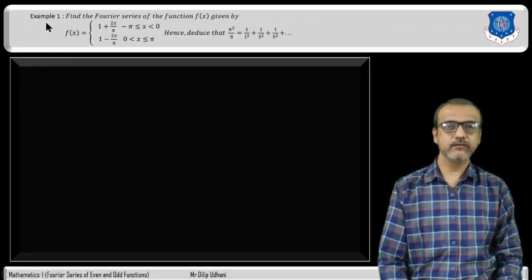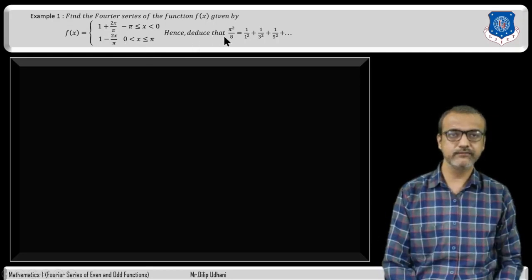Now we will see one example related to this topic. Find the Fourier series of the function f of x given by f of x equals to 1 plus 2x upon pi when minus pi less than or equals to x less than 0, and f of x equals to 1 minus 2x upon pi when 0 less than x less than or equals to pi. Hence reduce at pi square by 8, that is equals to 1 upon 1 square plus 1 upon 3 square plus 1 upon 5 square and so on.